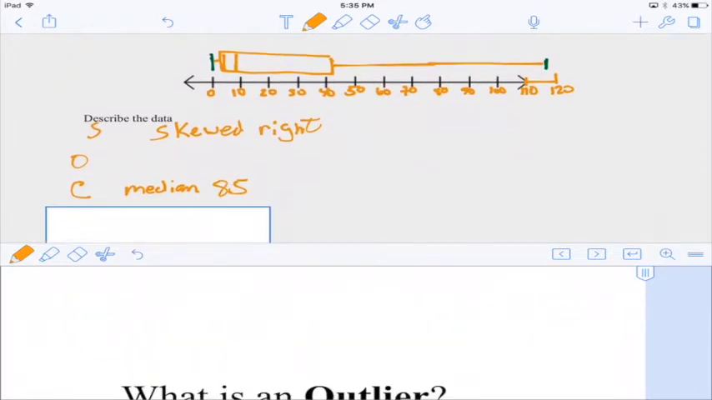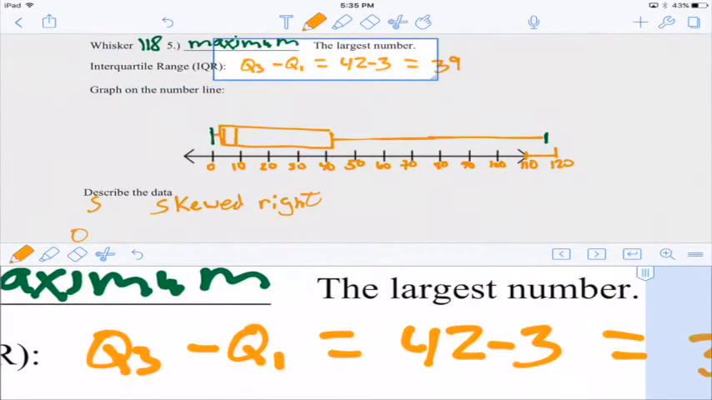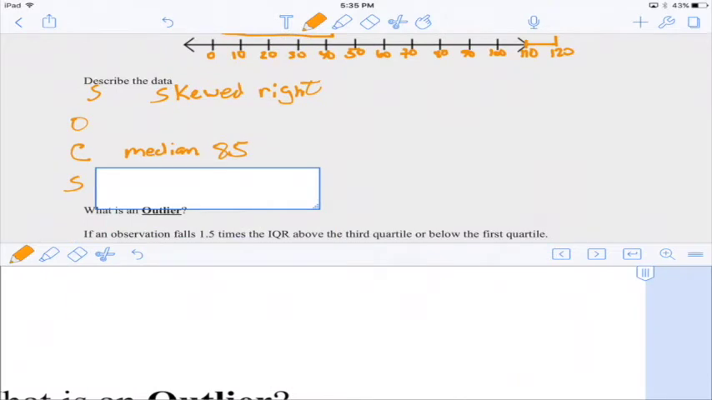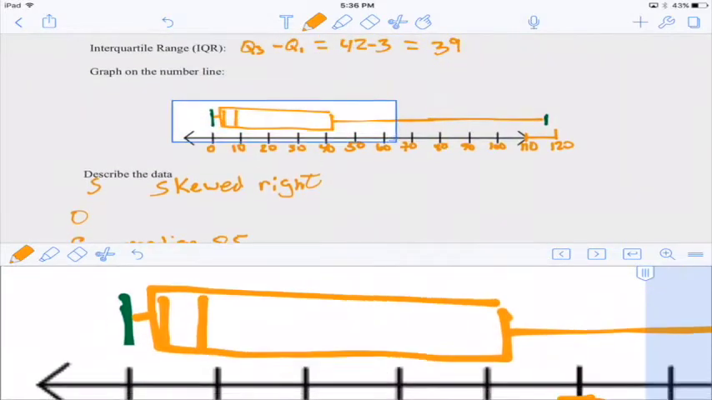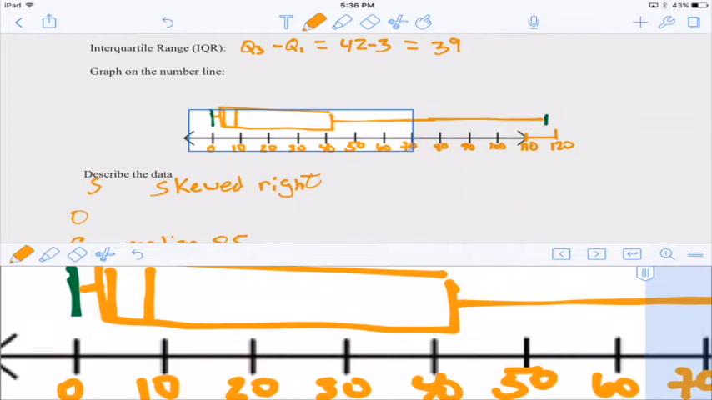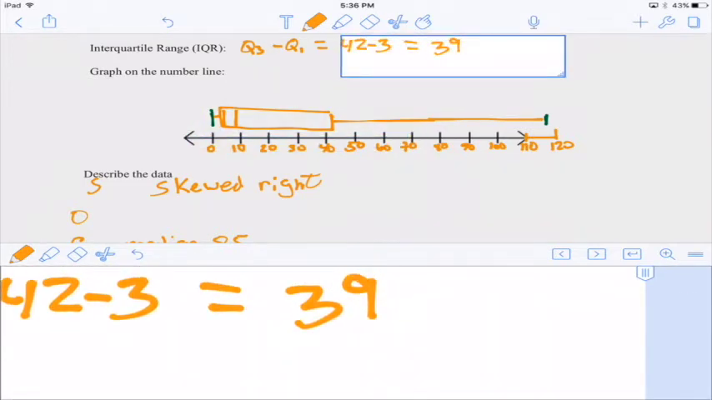And our spread, we can use IQR for our spread. We could use range for our spread. I'm going to use IQR. The IQR is 39. IQR is talking about where the middle half of our data is, remember from the third and first quartile, that's half of our data is 39 wide.